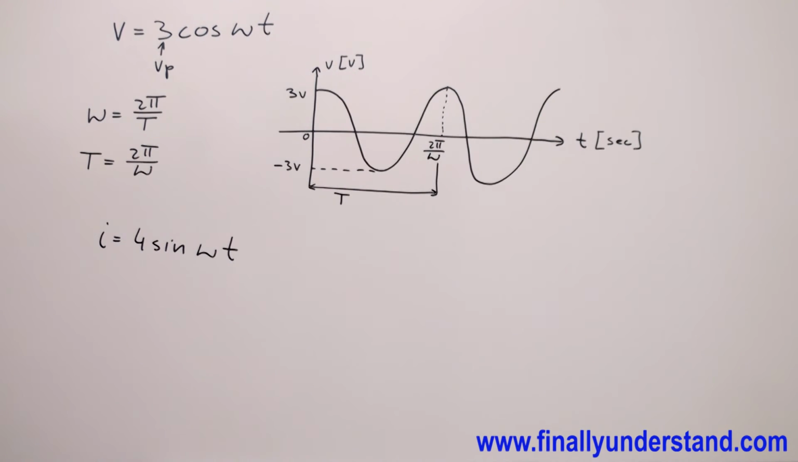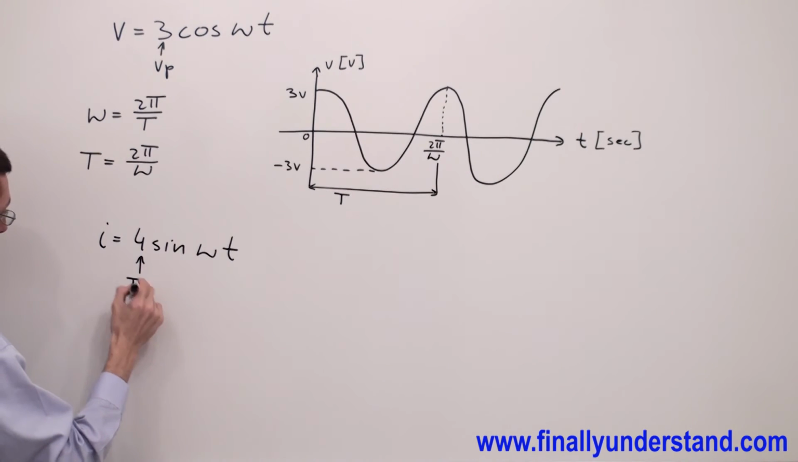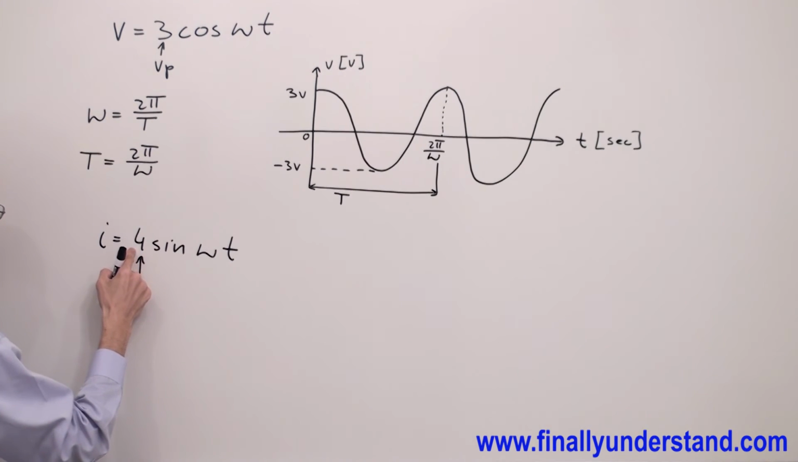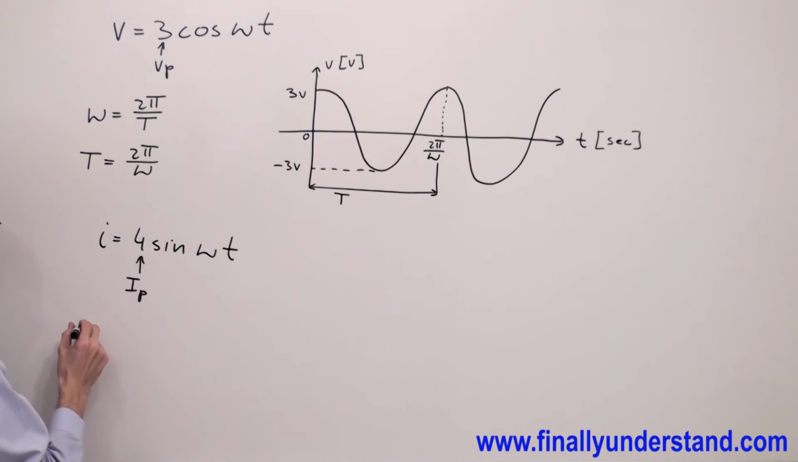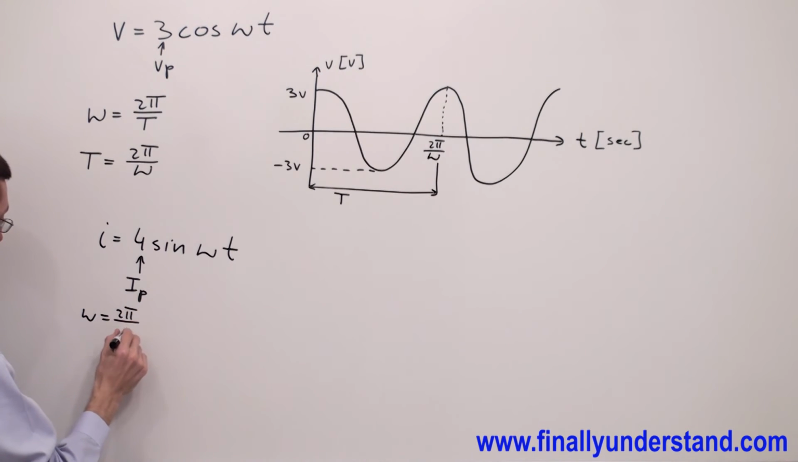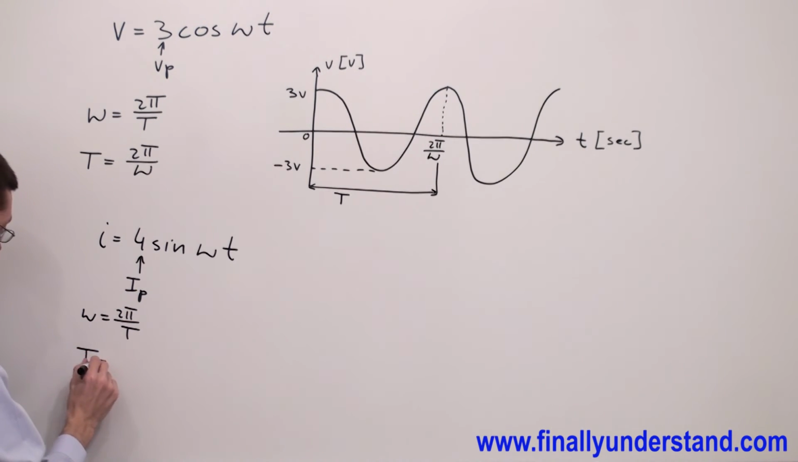We have 4 sine omega t. Again, my current peak, I peak, is equal to 4. My omega is equal to 2 pi over period. Period is equal to 2 pi over omega.